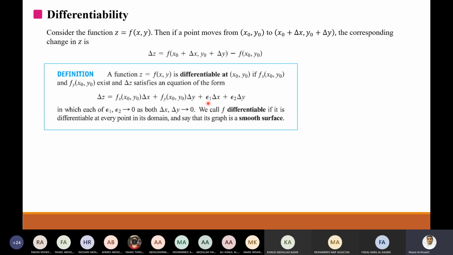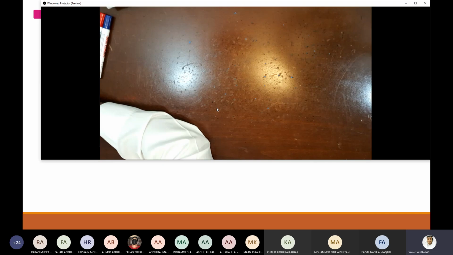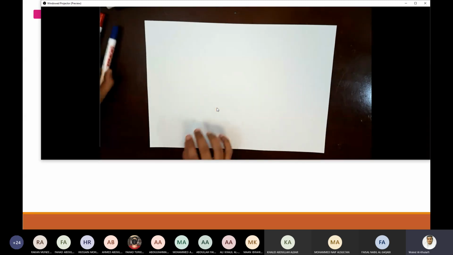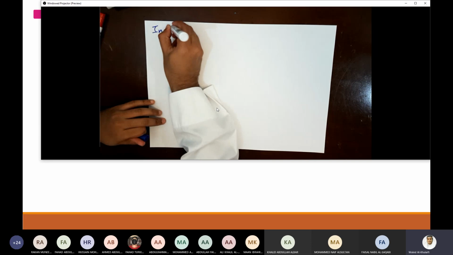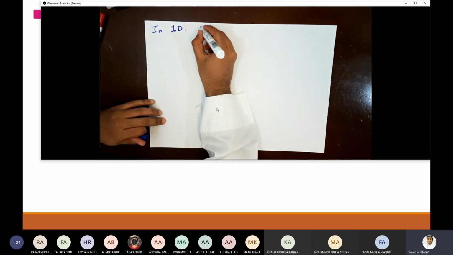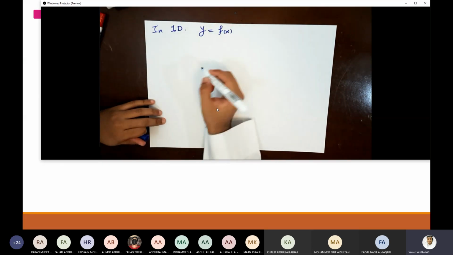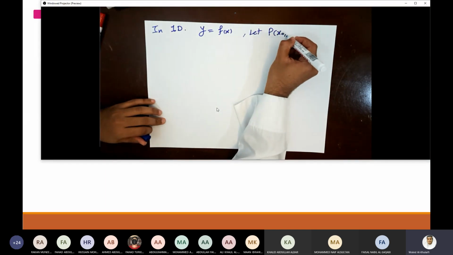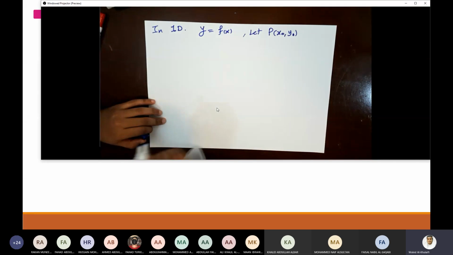Now, probably you have never seen epsilon 1 and epsilon 2 in Math 101. Most probably you did not see them there. Let me show you where these came from. I will show you in one dimension, and in a similar way the textbook puts it in the index here. So in one dimension, y equals f of x, and let the point P, which is x0, y0, be a point on the plane.